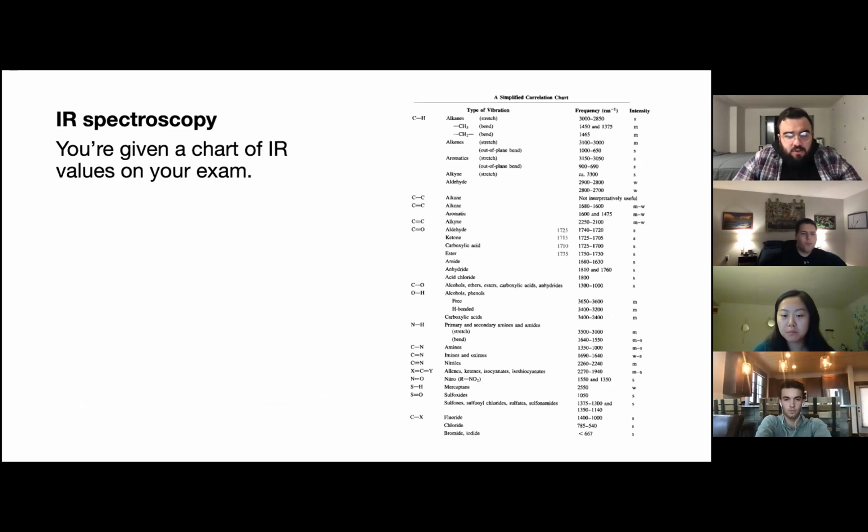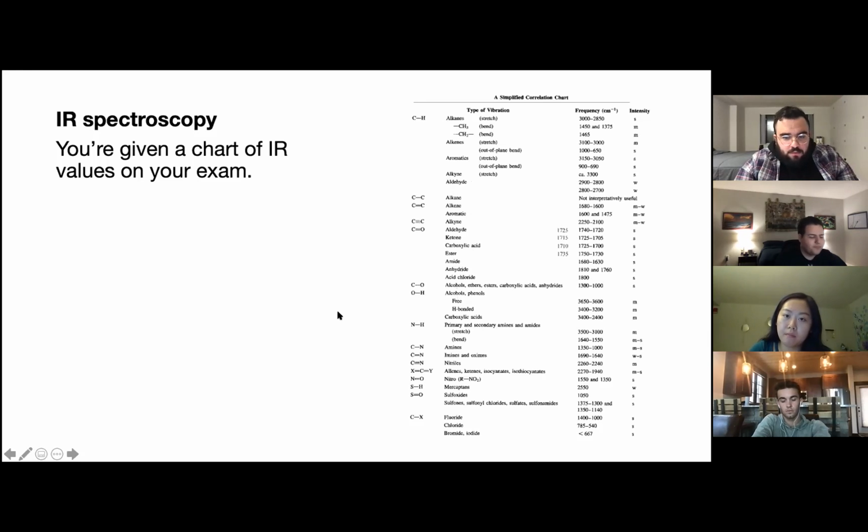So on the back of your exam, if you look at any back test, you're going to get a chart that looks a little like this. You have this chart of values that tell you specifically what kinds of things you're going to be seeing. So a CH bond that's bound to an alkane, alkene, alkyne, aromatic, etc. And you're going to be seeing other things as well, like what accounts for carbon-carbon single bonds, carbon-carbon double bonds, etc. And yeah, so you can use this to figure out some pretty cool functional groups.